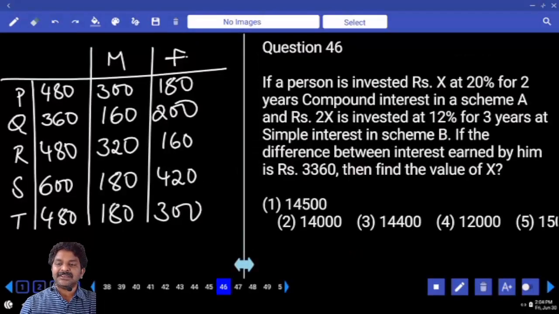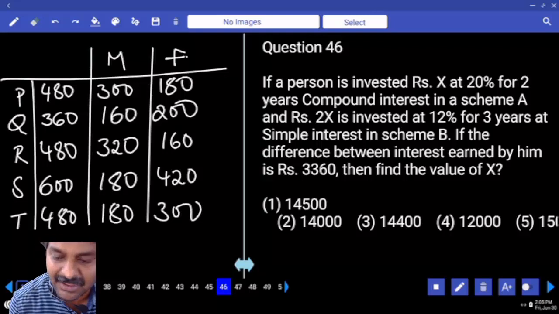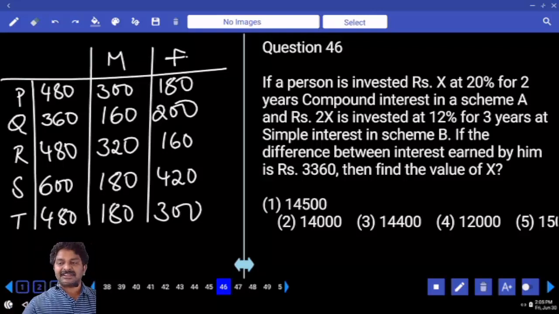Right. If a person invested X rupees at 20% per annum for 2 years at compound interest in a scheme A, and 2x is invested at 12% per annum for 3 years at simple interest in scheme B. The difference between interest earned by him is 3360. Find the value of X.